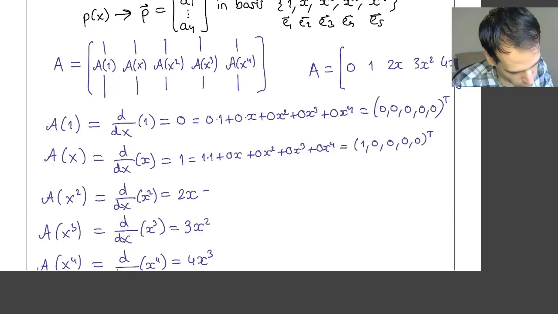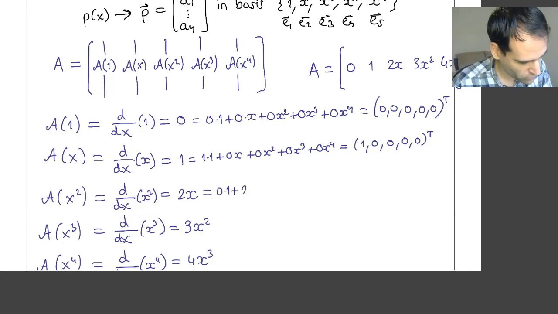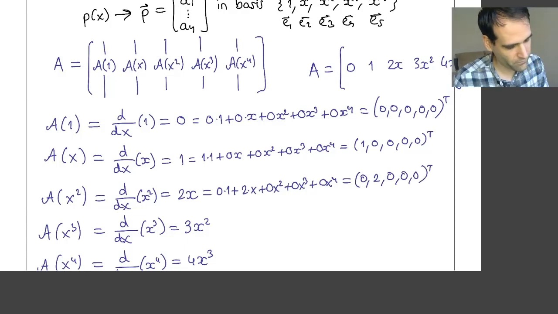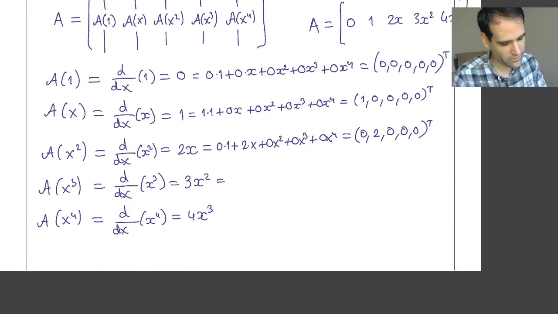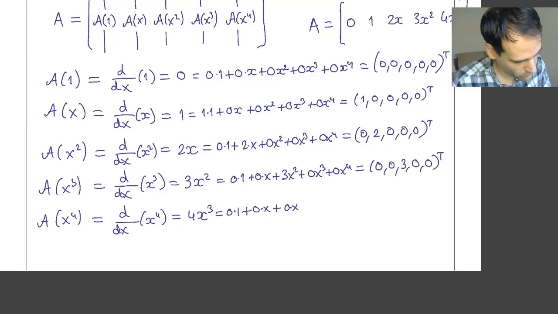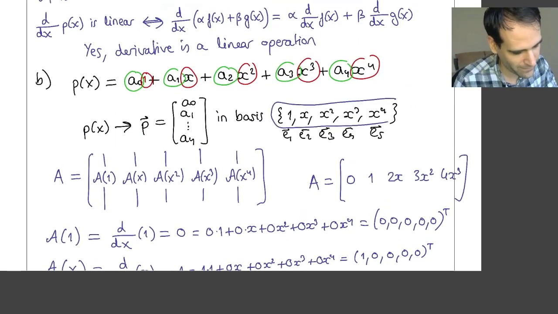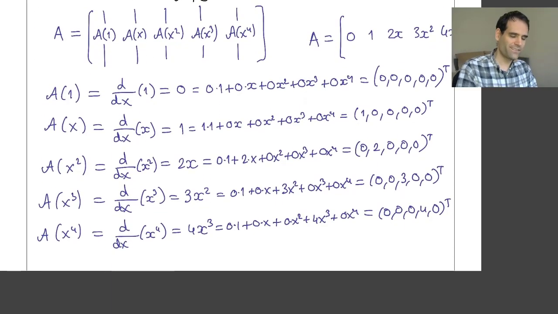Okay, so 2x, that's 0 times 1 plus 2 times x plus 0x squared plus 0x cubed plus 0x to the 4, which is equal to the vector 0, 2, 0, 0, 0. So we do the same with all the others. So now we have the 5 vectors corresponding to the transformed version of each of the basis vectors in our basis. Right? Are you following this? This is incredible. This should be blowing your mind, I think. At least it blows mine.